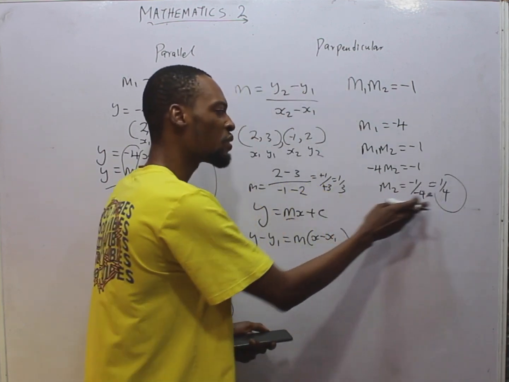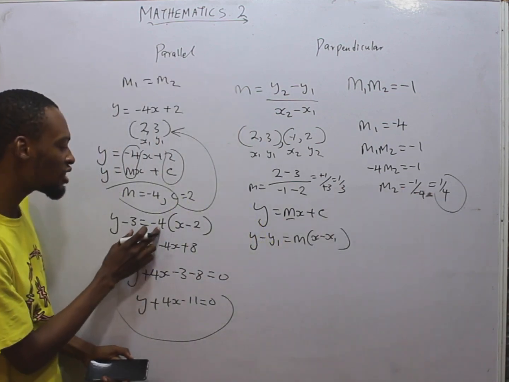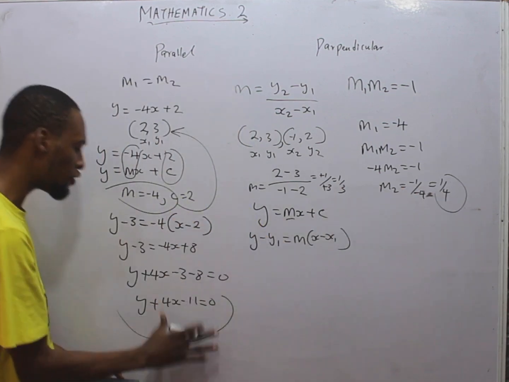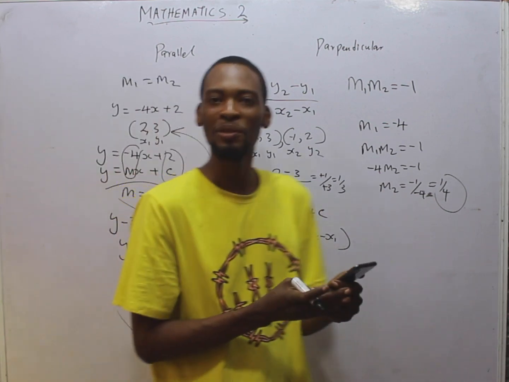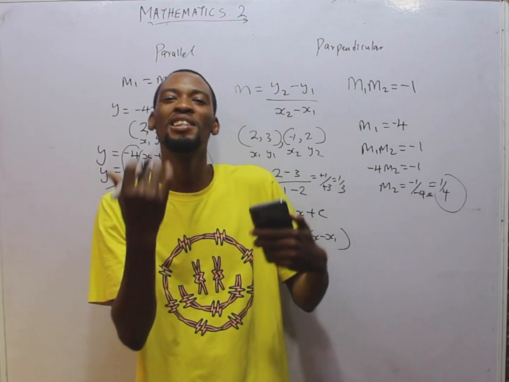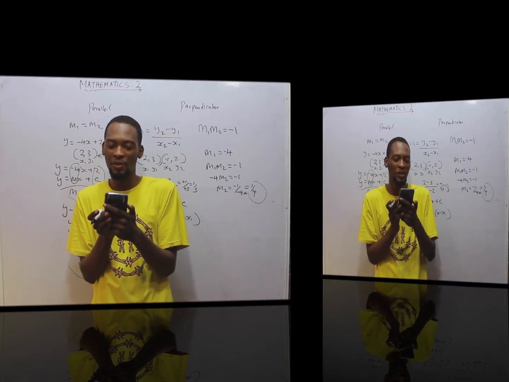So the gradient would have been 1 over 4. Here, instead of minus 4, you simply put 1 over 4. You get your equation of line that is perpendicular. That is the only difference. So hopefully we see perpendicular questions.